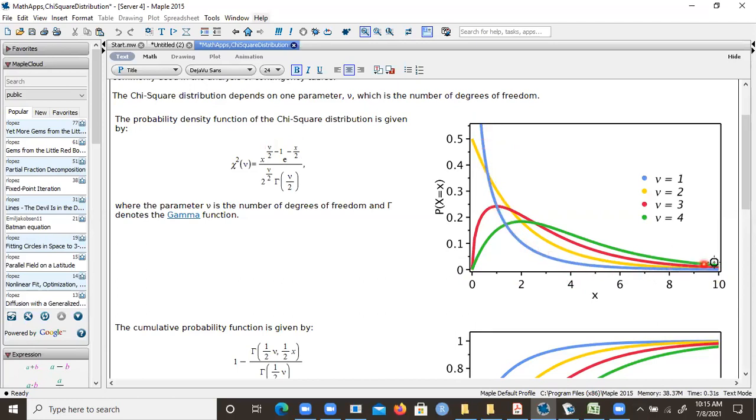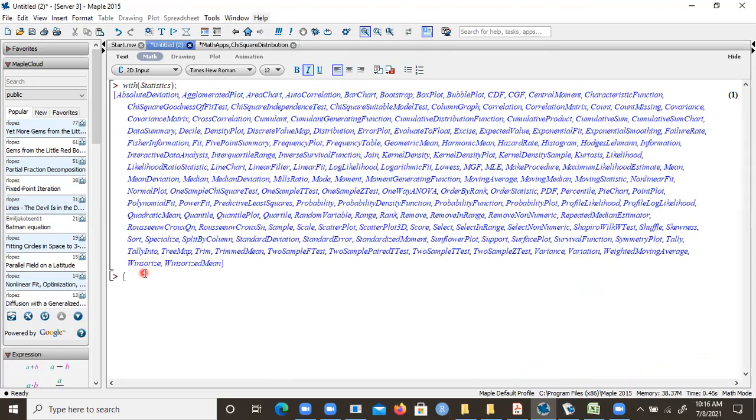As you can see, this blue curve comes when I take the limit of x from 0 to 10 and the sample size is 1. When the sample size is 2, I get the yellow curve. When the sample size is 3, I get this red curve. And when the sample size is 4, I get this green curve, and so on. So let me first check whether I can reproduce this particular curve with Maple or not.